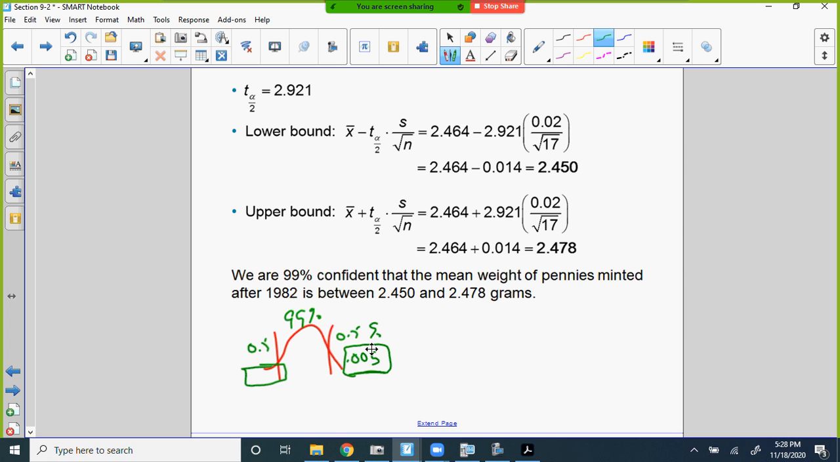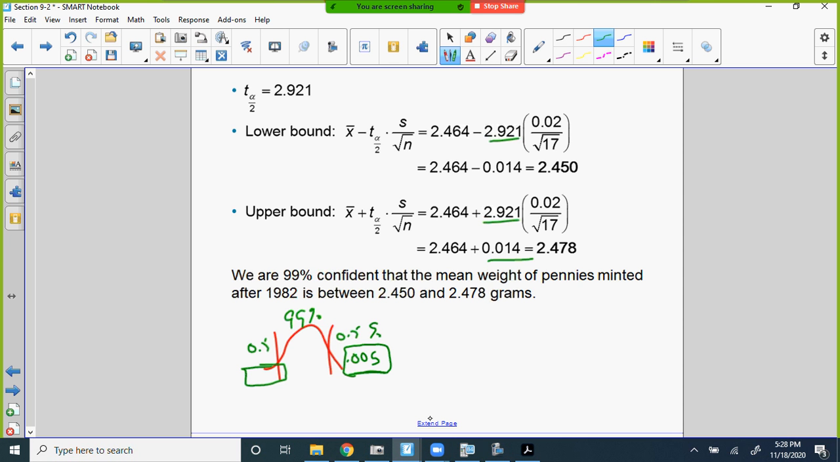If you look that up in the table with the degrees of freedom, they had 17, so it'd be degrees of freedom of 16. You would get the 2.921 here, okay?